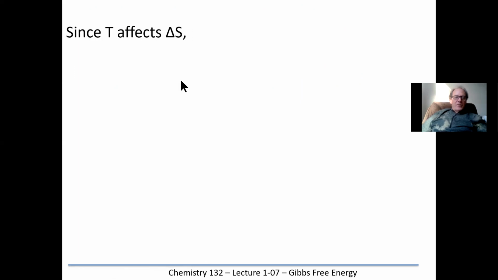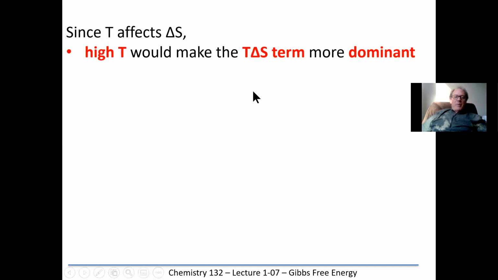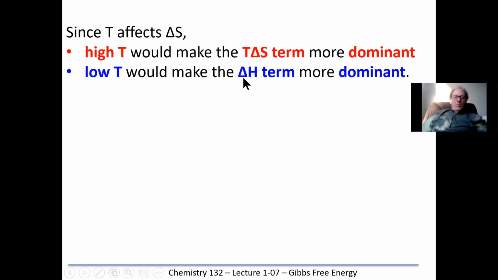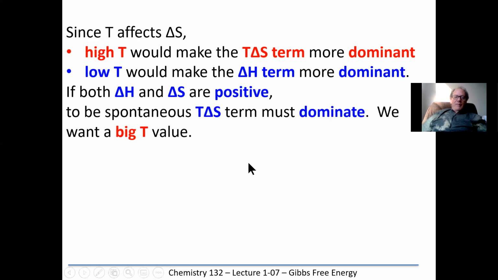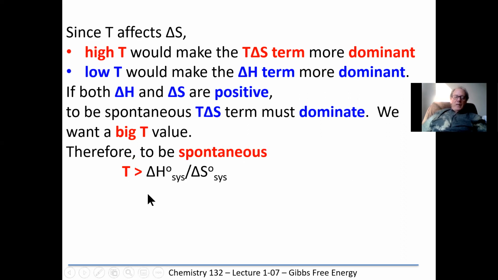Now, since temperature affects delta S, high temperature would make the T delta S term more dominant. As the temperature grows, that term becomes more dominant. A low temperature would make the delta H term more dominant. If both delta H and delta S are positive, to be spontaneous, T delta S must dominate. We want a big temperature value. Therefore, to be spontaneous, temperature has to be greater than delta H of the system divided by delta S of the system under standard conditions.